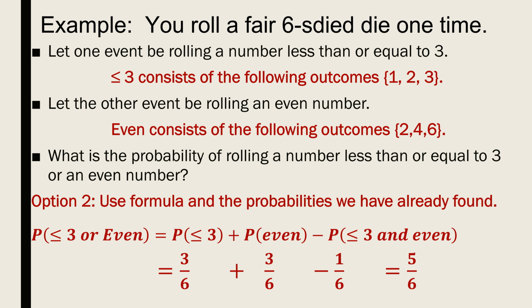Option 2, we can use the formula and the probabilities we have already found. The probability of less than or equal to 3 is 3 divided by 6. The probability of being an even number is 3 divided by 6. Subtract the probability of less than or equal to 3 and being even, which is 1 divided by 6. We get the same result.